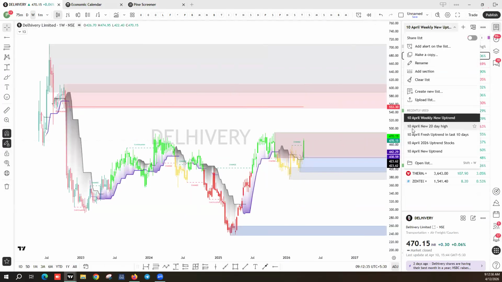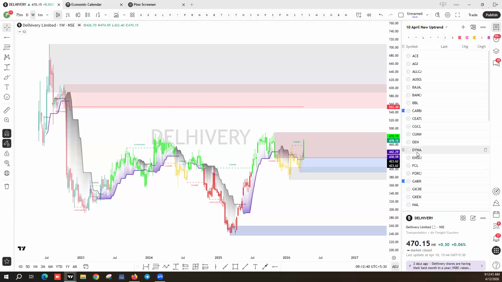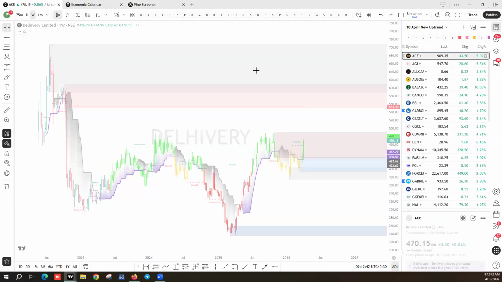Okay, now those stocks where a fresh uptrend has started: 43 stocks on the daily chart.